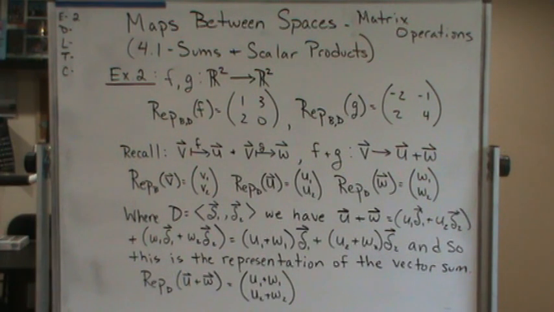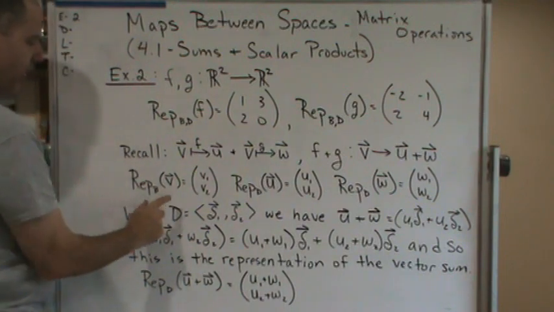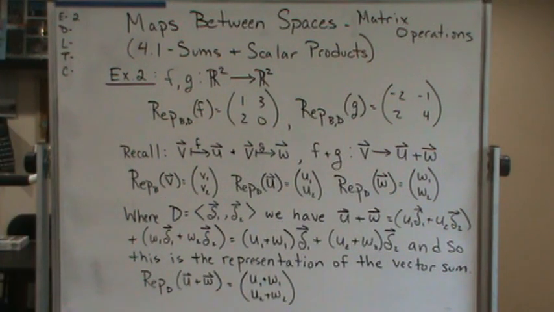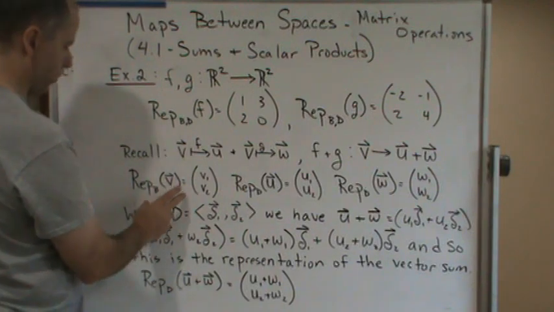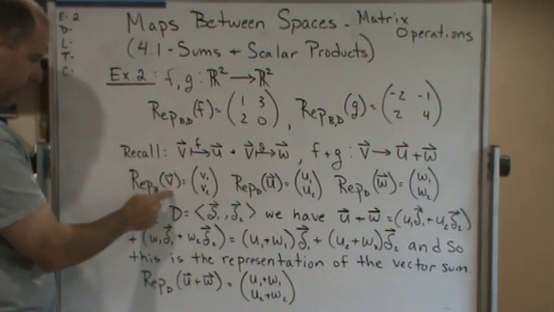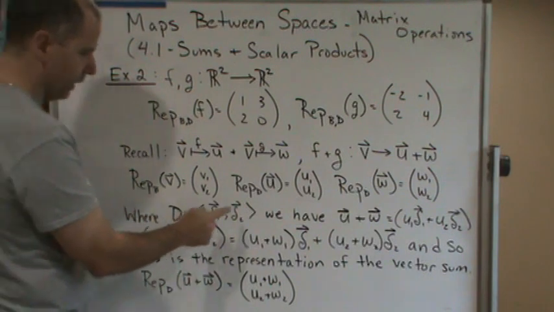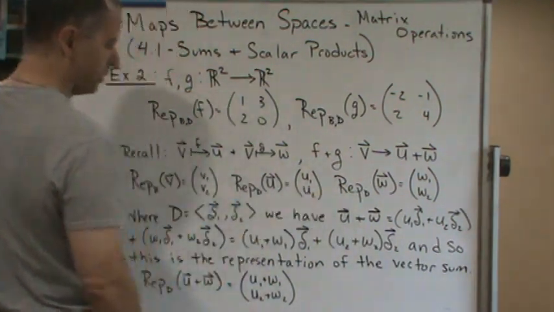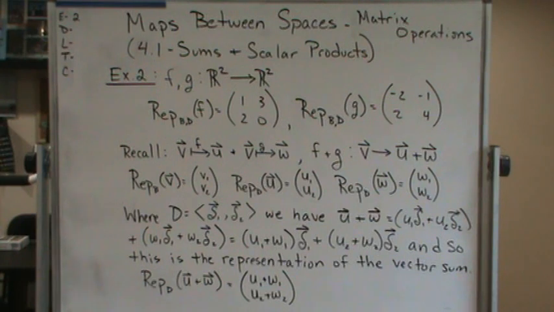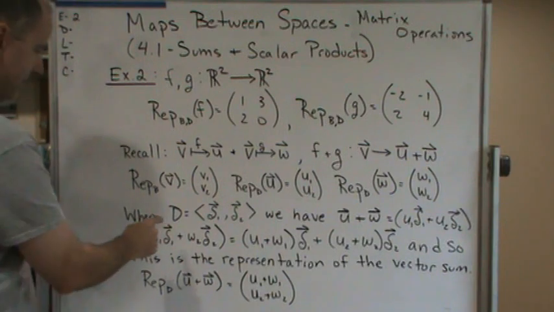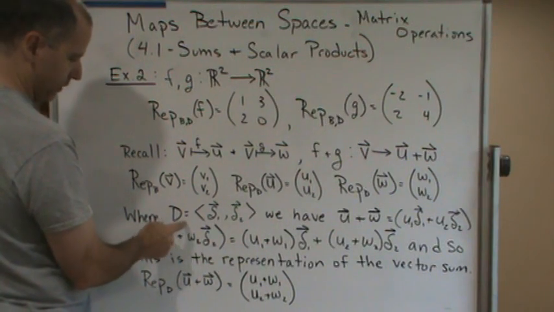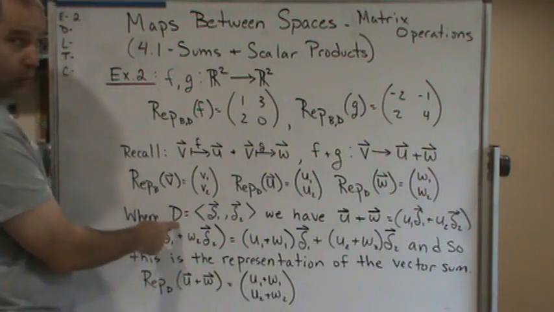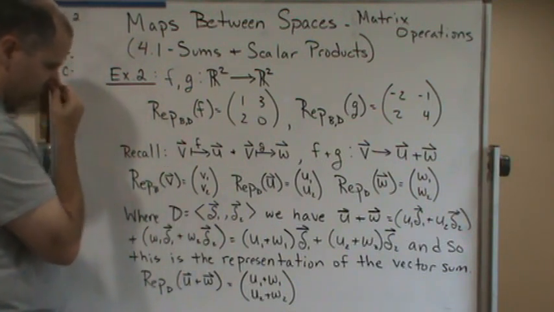And so now what we're going to do is we're going to let these be the representations of the input and output vectors. So here's the representation of the input vector with respect to b, and here are the two representations of the output vectors. Now, d is given the basis, so this is the basis for the codomain, so we've got delta 1 and delta 2 vectors.